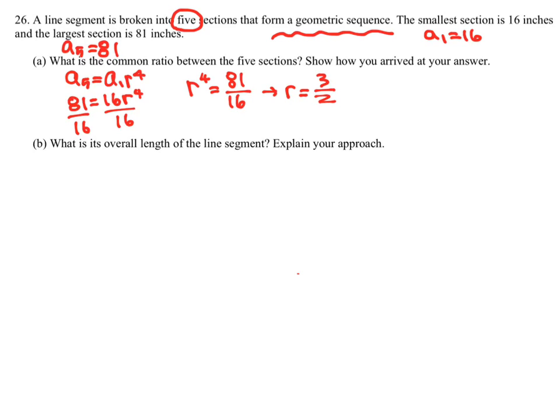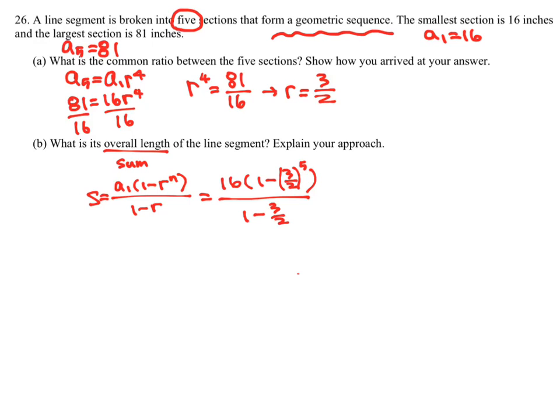Now, second one is what is overall length of the line segment. Then in this case, we're looking at sum. So as you know, sum is equal to a sub 1, first term, times 1 minus r to the n power over 1 minus r. So we're going to plug into the formula here. First number is a 16. Since r equals 3 over 2, and then n equals 5 because we have 5 pieces, and that's what we end up getting. When you put that into a calculator, you get 211. That becomes our final answer. All right, let's move on to the next problem.